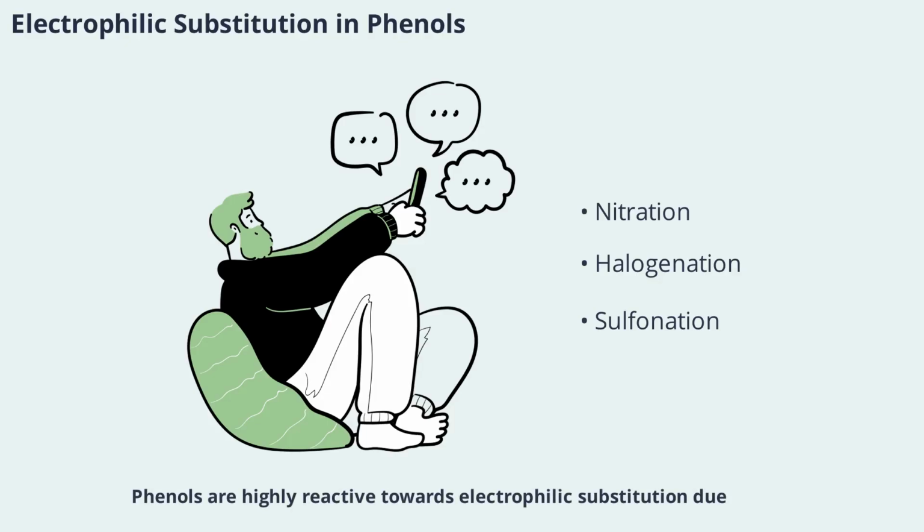Phenols are highly reactive towards electrophilic substitution due to the activating effect of the hydroxyl group. Common reactions include nitration, halogenation, and sulfonation. These reactions introduce various functional groups onto the aromatic ring, expanding the range of phenolic compounds used in industry and research.